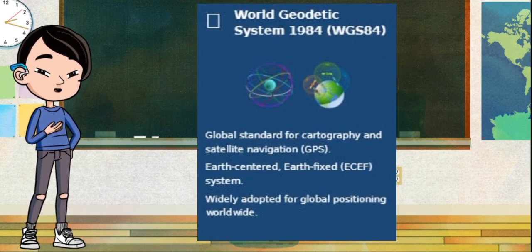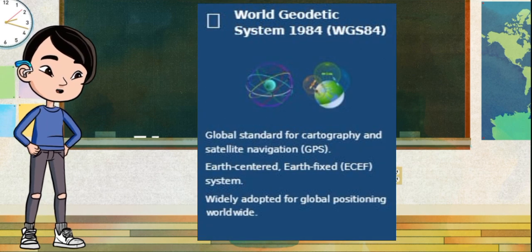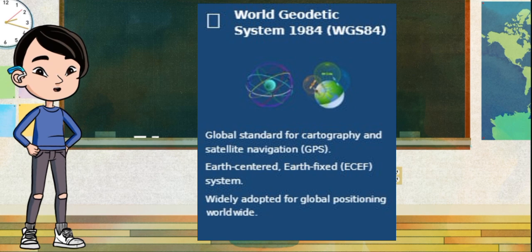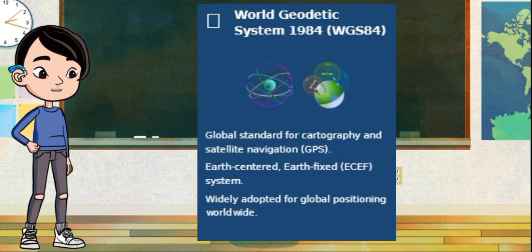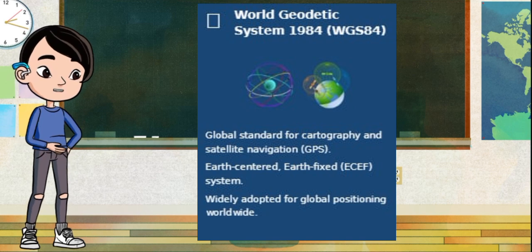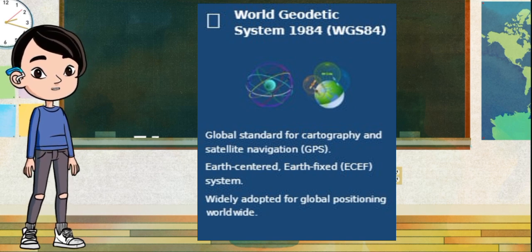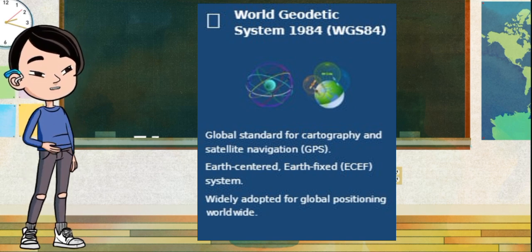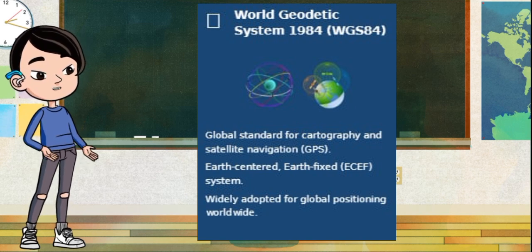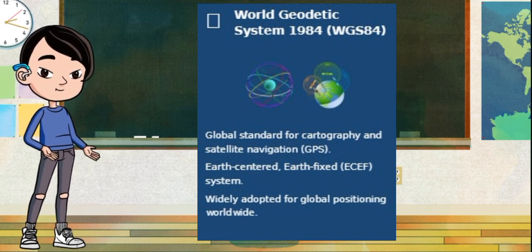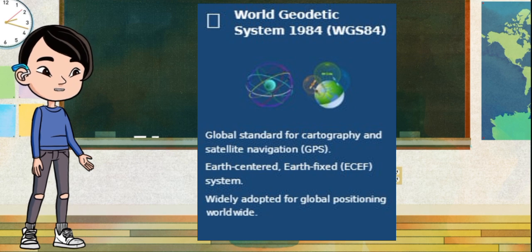The core global standard is the World Geodetic System 1984, or WGS 84. WGS 84 is the Earth-centered, Earth-fixed system that serves as the universal datum for global positioning, most notably used by the Global Positioning System, or GPS. Its widespread adoption makes it the standard for global navigation and cartography.